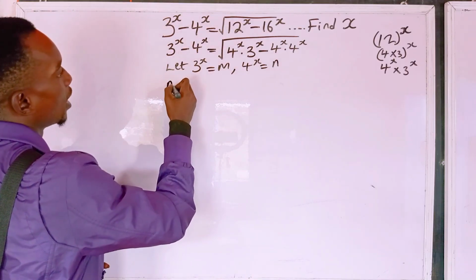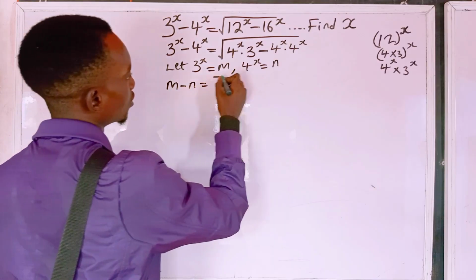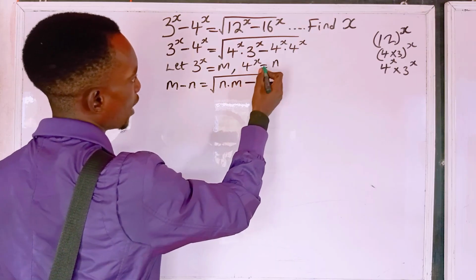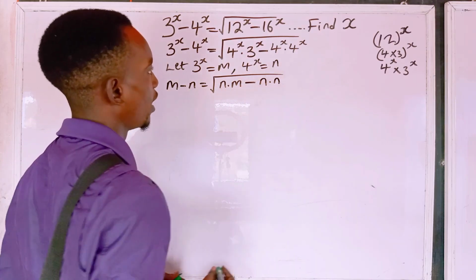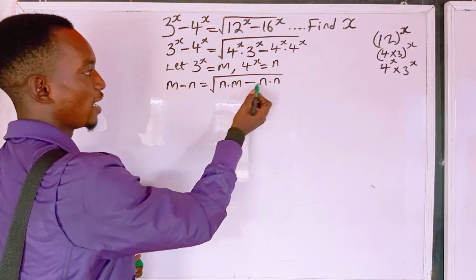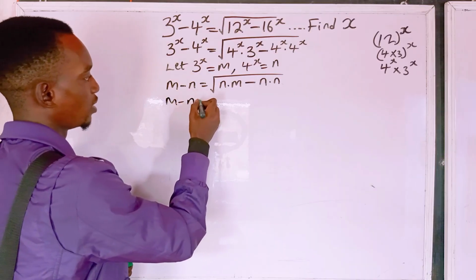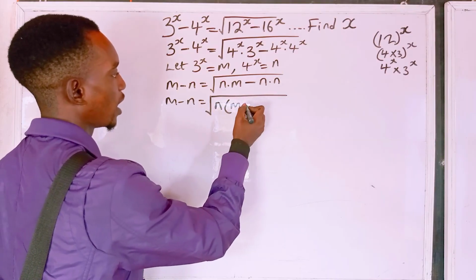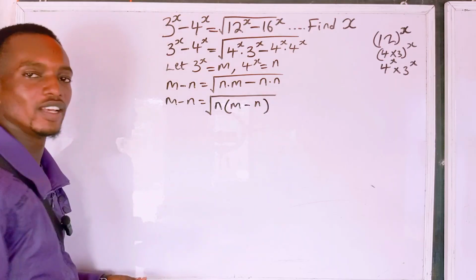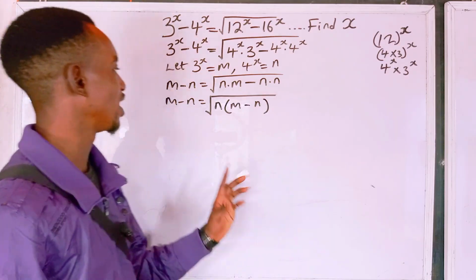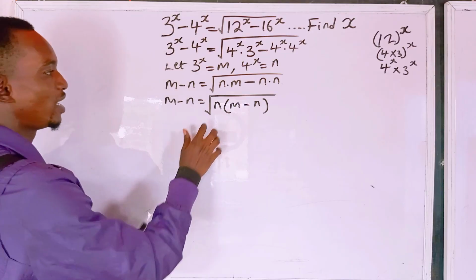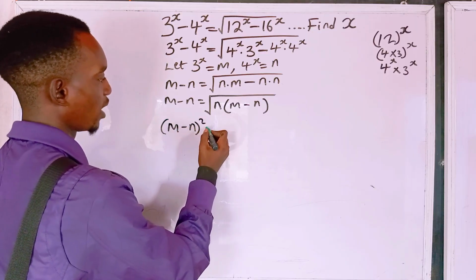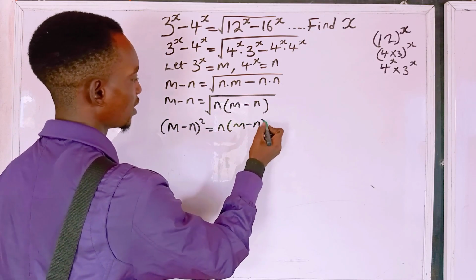So here we have m minus n equals square root of n times m minus n times n. Don't forget we can factorize here because we have square root of n common. So let's factorize. Here we have square root of n into bracket m minus n. Yes, very good. Now the next thing to do here is to square both sides to eliminate these roots. So here now we have m minus n all squared equals m minus n.